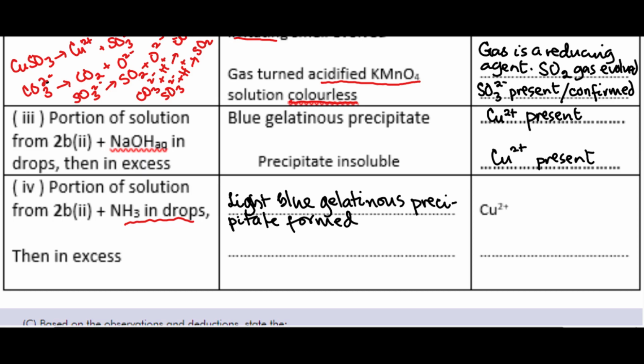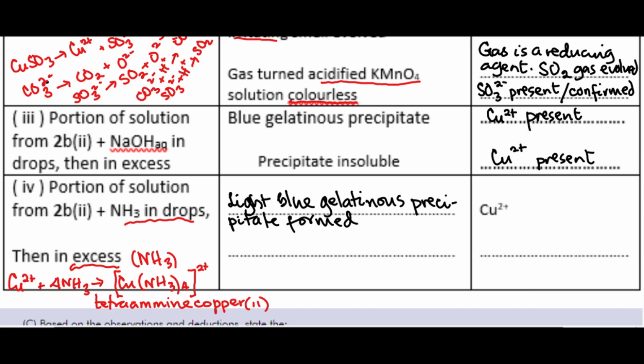We already have the reference there, copper 2 ion. Then in excess, that's excess ammonia. This could only lead to the formation of a complex. When Cu2 plus reacts with excess ammonia, it forms Cu(NH3)4 2 plus. And this complex, which is responsible for the deep blue solution that is always formed, is called tetraamine copper 2 ion. It is soluble, right? So what will be our observation here?